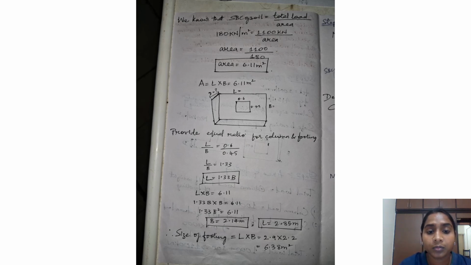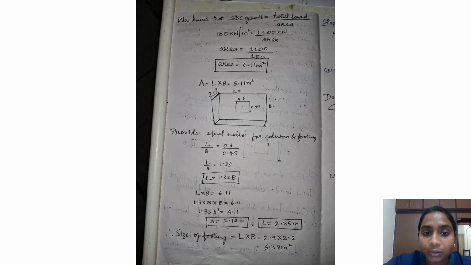So we should provide equal ratio for column and footing. Since we know the length and breadth of column, we should provide the equal proportion, equal ratio, to determine the length and breadth of the footing. That is L by B is equal to 0.6 by 0.45. Then L by B is equal to 1.33. Then length is equal to 1.33 times B.